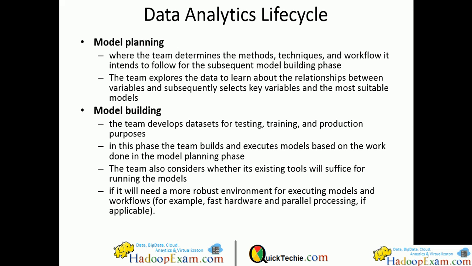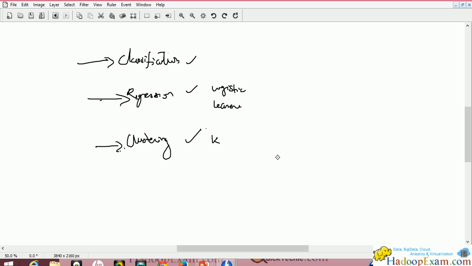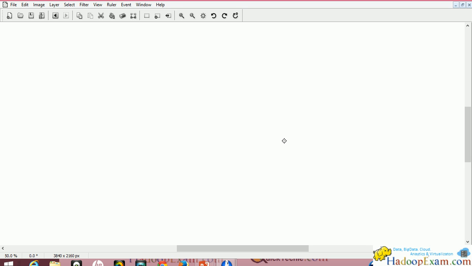So when you understand this algorithm as well as the data, then you should be able to relate which model, which algorithm will help me get our required output. So this is another phase. Till now we have discussed three phases, correct? Discovery, data preparation and model planning.